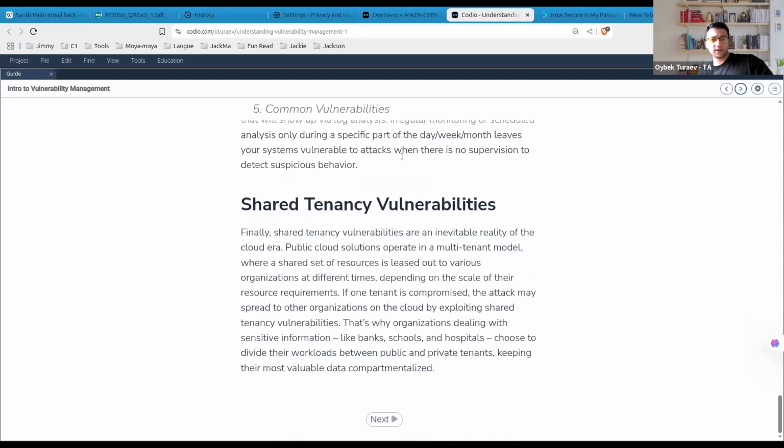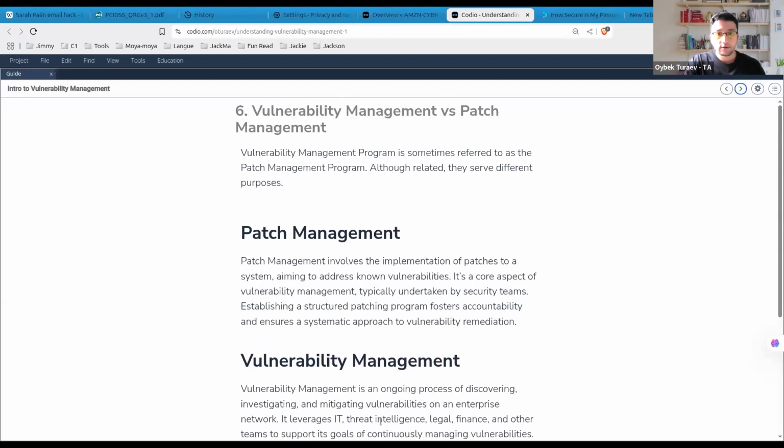So then we have problems again with shared tenancy vulnerabilities. These sorts of vulnerabilities are very common in the cloud. It means that if one tenant is compromised, they are connected with other tenants, which are organizations in a cloud, and the same vulnerability can apply to the rest of the cloud members. That's a problem, and that's why we need to specify what is public in the cloud and what is private for us, okay? So yeah, that's about common vulnerabilities.